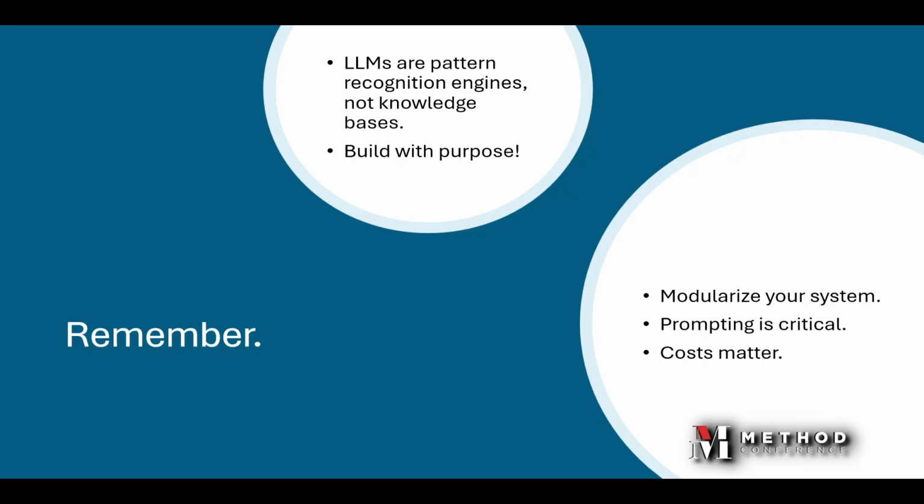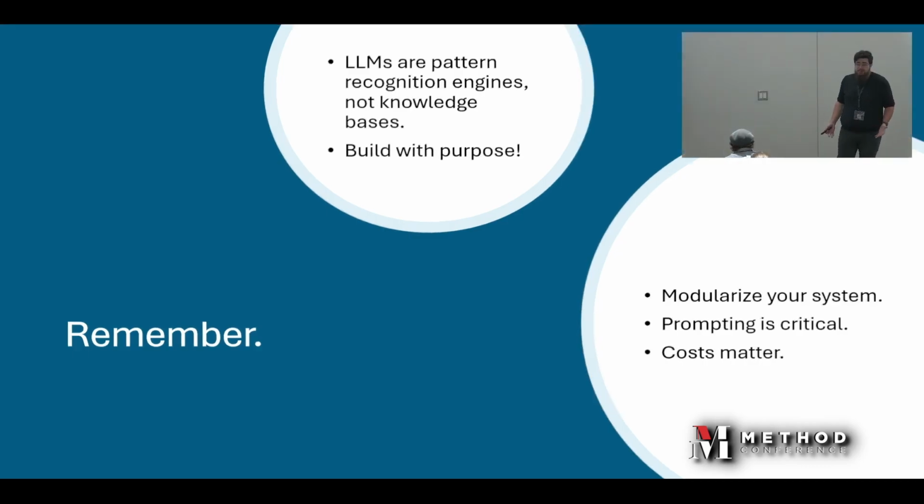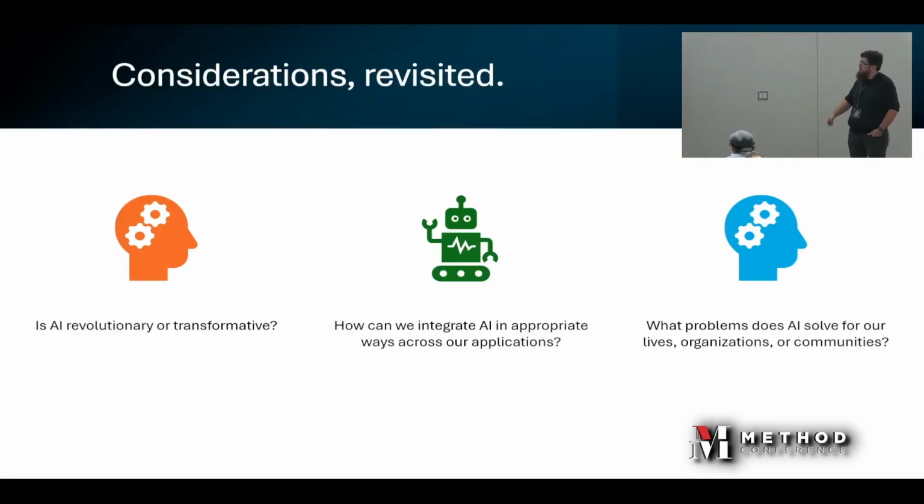And again, remember, they are not black boxes of information. They use pattern recognition, right? They don't have inherent information. And build these with purpose, right? Don't try to solve non-LLM problems with LLMs, right? We want the right tool for the job. I wouldn't try to build a backend. Well, that doesn't work. I was going to say you can't build a backend with JavaScript, but then I forgot that Express is a thing, so never mind. But you get the idea, right? And again, modularizing your system to prevent dependency concerns. Prompting is important. Costs are important.